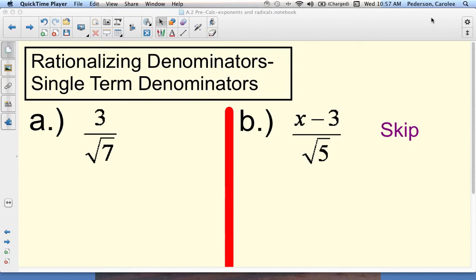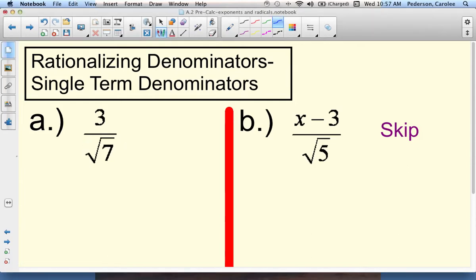Our first example in this movie is rationalizing the denominator when we have a single term in the denominator. Notice this example has a square root of 7. It's not considered proper to leave your final answer with a radical in the denominator. So what we do is we rationalize it.